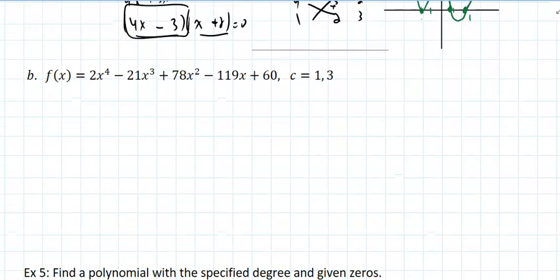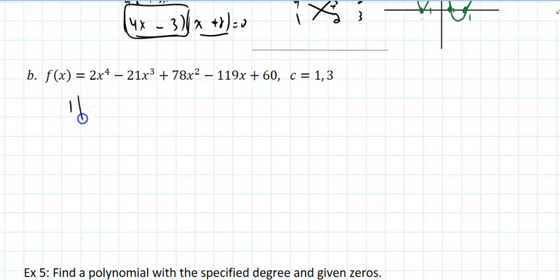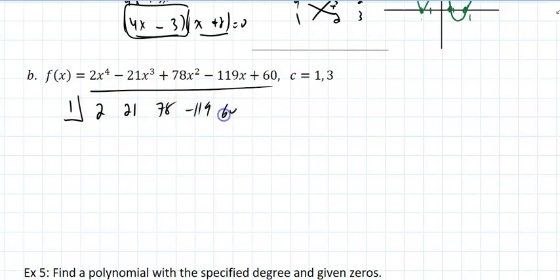Same deal here. They say, look, we're giving you 2 zeros, find the remaining. Well, remember, I need synthetic division because I need to reduce this. So 2, 21, 78, negative 119, and 60. Drop the first number, that's 2, multiply. Oh, that's a negative 21, my mistake. Otherwise, that's not a 0.